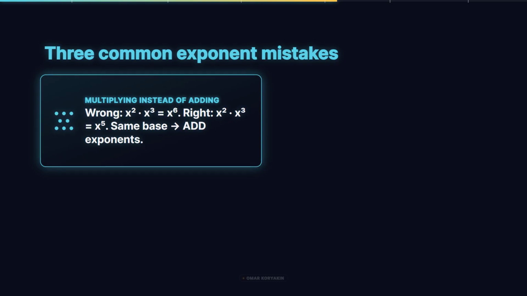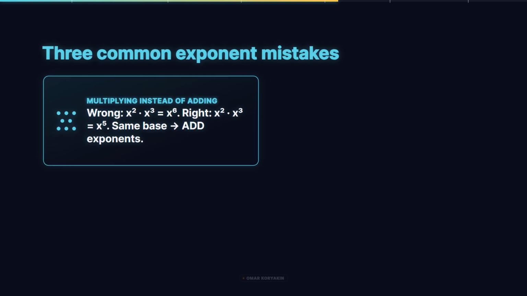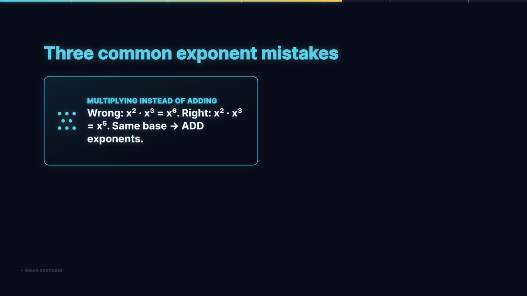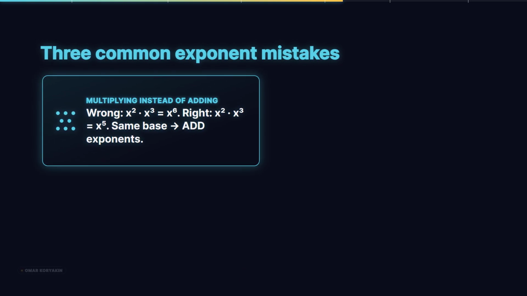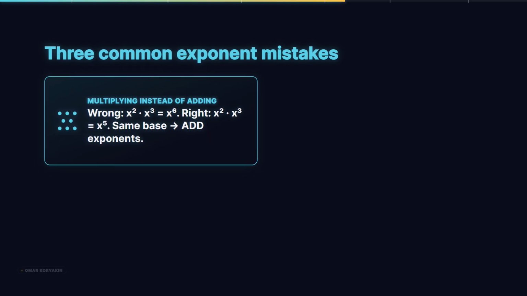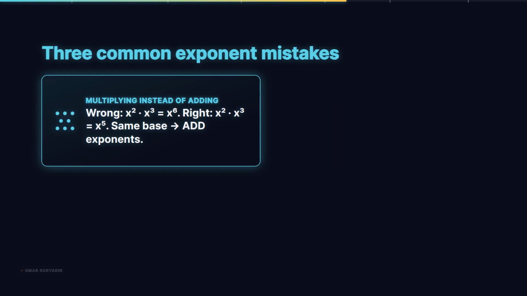First mistake: a student multiplies the exponents when they should be adding. They write x squared times x cubed equals x to the sixth because 2 times 3 is 6. That answer is wrong. The product rule says add the exponents when the bases are the same.